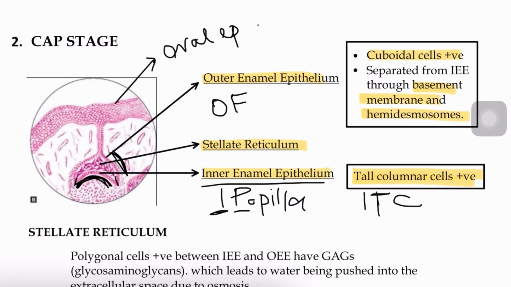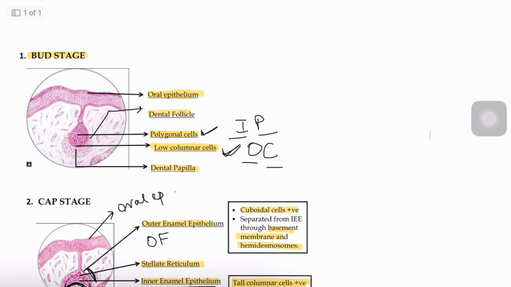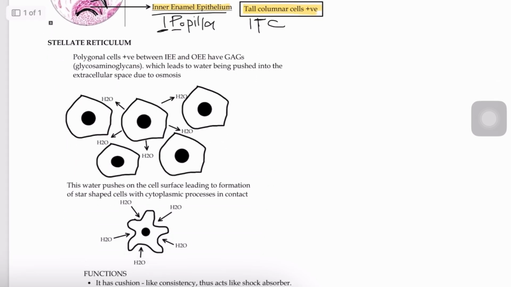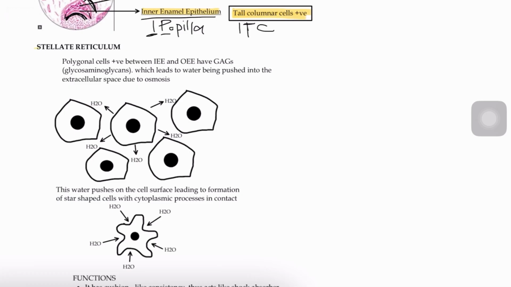Okay, so next is stellate reticulum cells. Now these are the new cells that have come into the picture. We'll go back and revise again. So first it was inner polygonal cells and outer columnar cells. Now we have inner cells near the dental papilla, and ITC is inner tall columnar cells, and outer cuboidal cells. And outer is nearby the follicle, the dental follicle. And there is one more thing coming up, which is stellate reticulum. Now the name stellate reticulum is very important. It's going to come again and again.